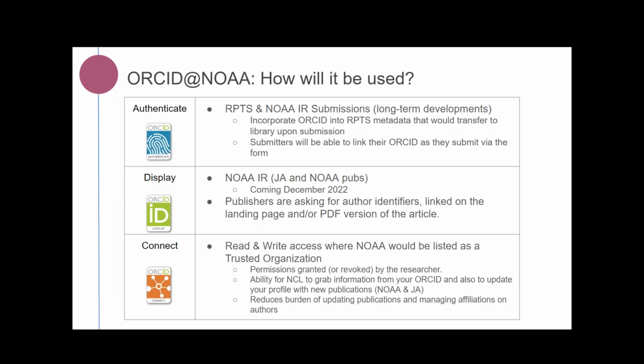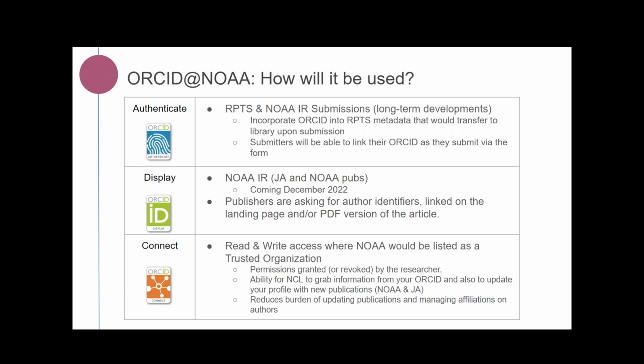But if you were to grant permission to the library, that would give us the ability to pull information down from your ORCID, so a list of your publications. It would also provide us the ability to update your ORCID profile with new publications. So say you submit a tech memo to the repository. Instead of you having to go into your ORCID account and put that tech memo in there, we could do it for you on your behalf.